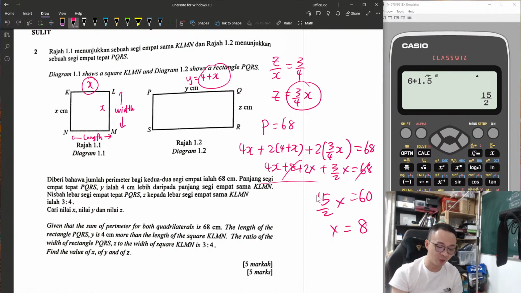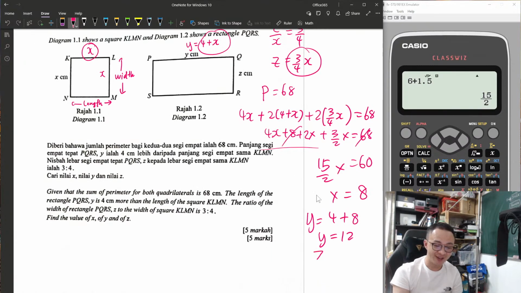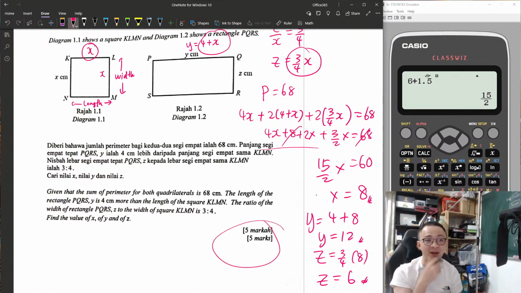Then I want to find the y. Y is basically 4 plus x, isn't it? Y is 12. Then I want to find the z. Z is basically 3 over 4 x, isn't it? Then z is 6. Okay, I got my x, y, and z. Easily got the 5 marks here.